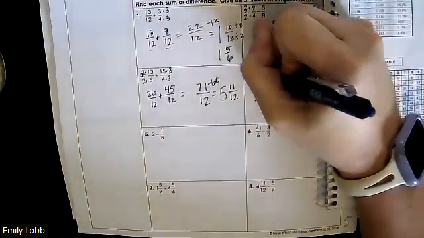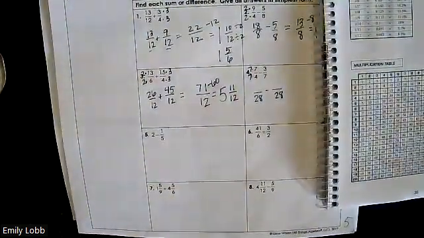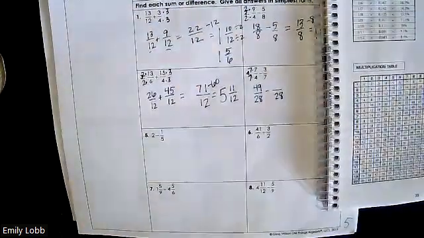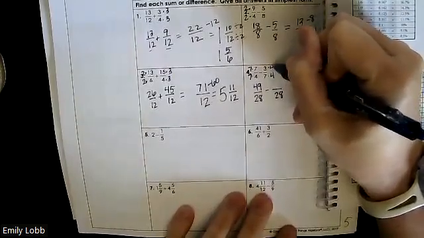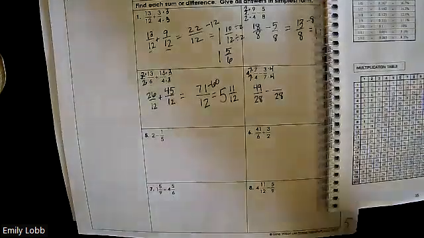7. So 7 times 7 is what? 49. What do I multiply by 7 to make 28? 4. Whatever I multiply the bottom by, I have to multiply the top by. What's 3 times 4?